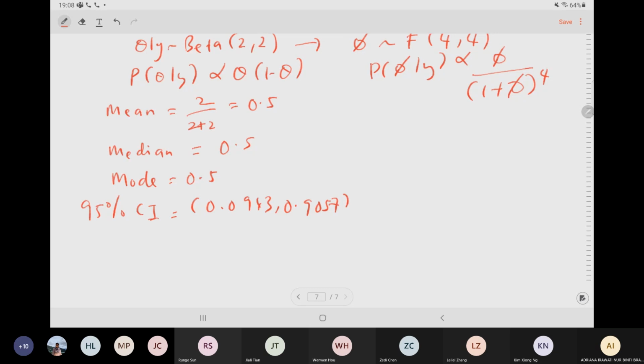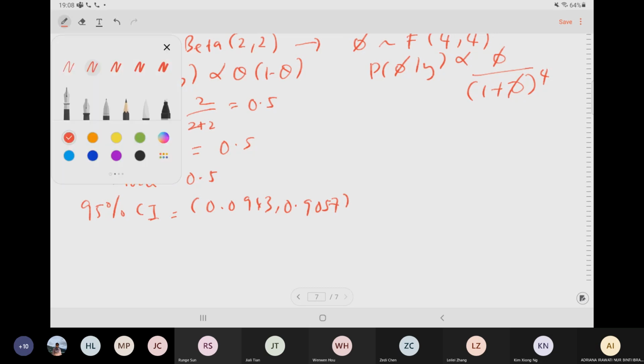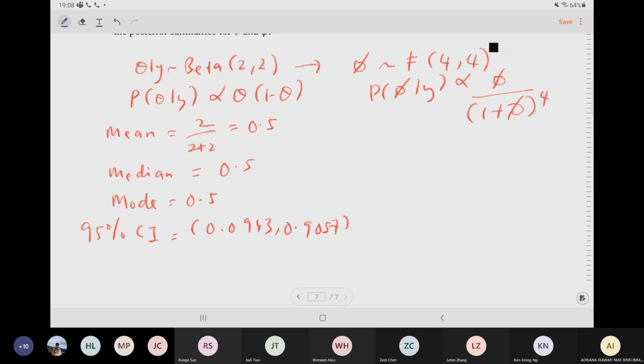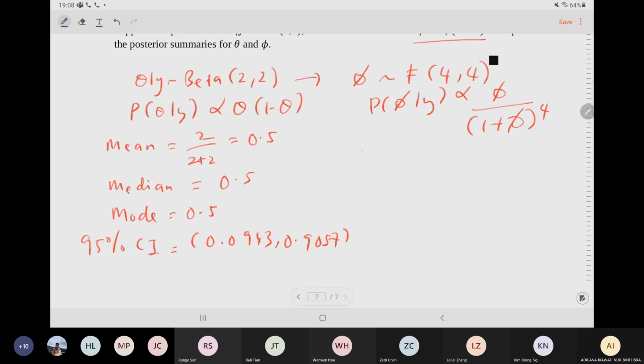Right, so this is where you can see whether this is invariant or not. For the F, this one you also have to get from R or from whatever. Anyway, the mean for F, F2, is actually 2. This one you can check by formula or by R.